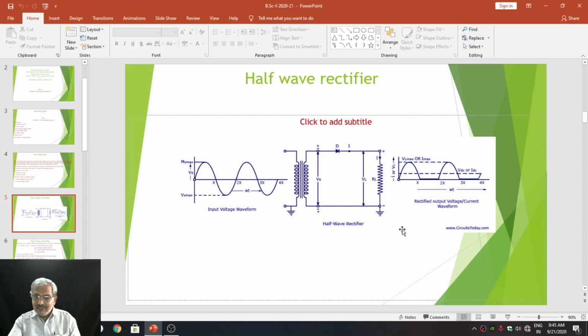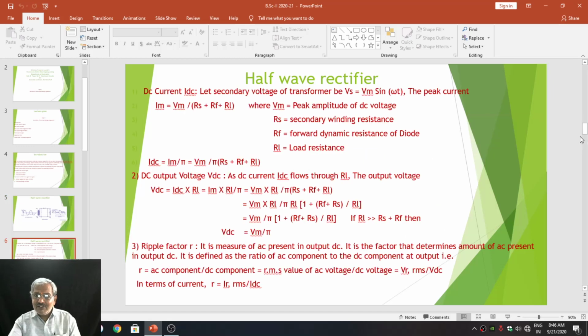We will proceed here onwards to derive some of the derivations that make it clear how much amount of DC voltage is developed across the load resistance RL at the cost of DC current IDC. What is the ripple factor which is associated with the half wave rectifier? What is the efficiency of half wave rectifier? So all these formulas we are going to derive in today's lecture. So let us proceed with that.